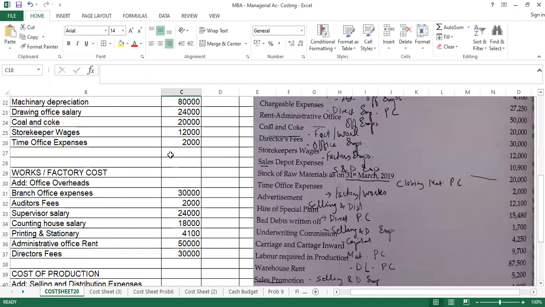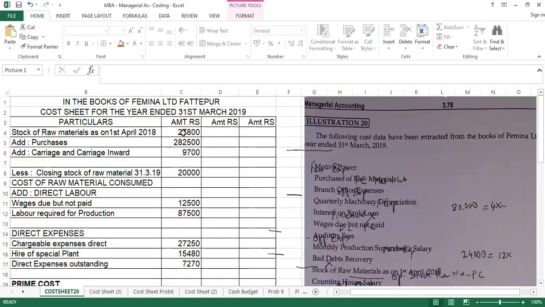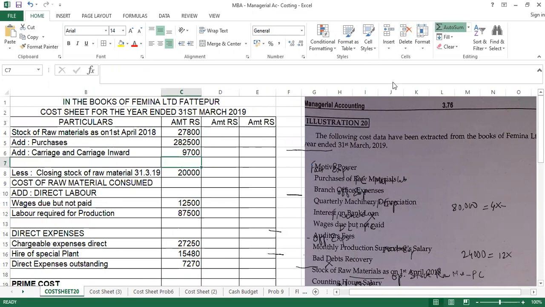Now we have to start calculating each item. First, we have to find out how much material we used. Opening stock 27,800, purchases 282,500, and the cost of bringing the material to the factory is 9,700. Adding these gives the total material in the factory. But 20,000 is closing stock, so we consumed only 3 lakh rupees of material. So we take 3 lakh rupees as raw material consumed.